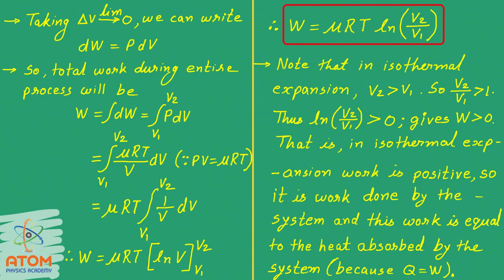Why is it so? Because we know that for isothermal process, Q is equal to W. That means the heat absorbed will be equal to the work done. So in isothermal expansion, the whole process is taking place something like this: the heat is absorbed by the system, and by that heat the system is doing work, and the work is equal to the heat absorbed obviously, and when the system is doing work, it is expanding, and that's why it is isothermal expansion.